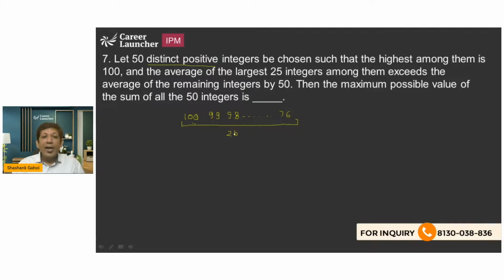Now what is the average of these 25 numbers? So simple, we can see it is an AP. If it is an AP, then the average will be first term plus last term divided by 2, and that gives us 88. So for the top 25, the average comes out to be 88, and the total comes out to be average into number of terms, so 88 into 25.